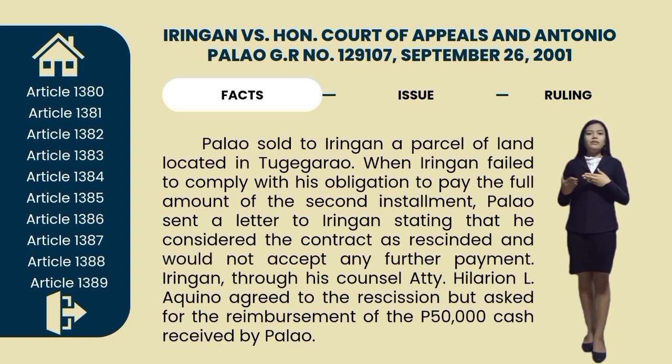When the second payment was due, Iringan paid only 40,000 pesos. Thus, on July 18, 1985, Palau sent a letter to Iringan stating that he considered the contract as rescinded and that he would not accept any further payment, considering that Iringan failed to comply with his obligation to pay the full amount of the second installment.